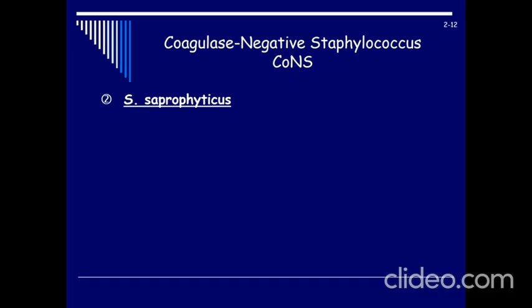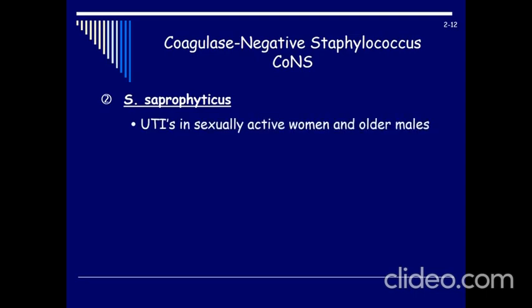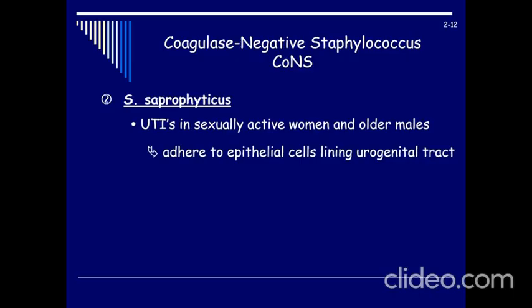Staphylococcus saprophyticus, its main claim to fame is causing UTIs in sexually active women and older males. So what it'll do is it adheres to the epithelial cells lining the urogenital tract, and by doing that, it will cause cystitis. Cystitis is an inflammation of the bladder. So saprophyticus, mainly known in this area that it will cause UTIs.